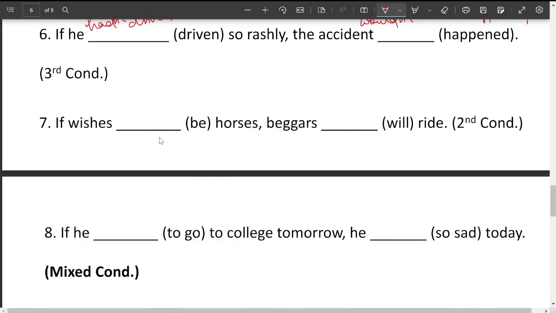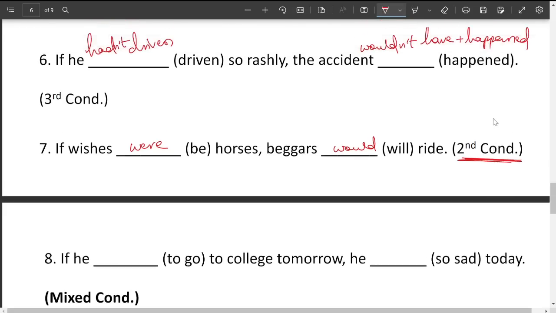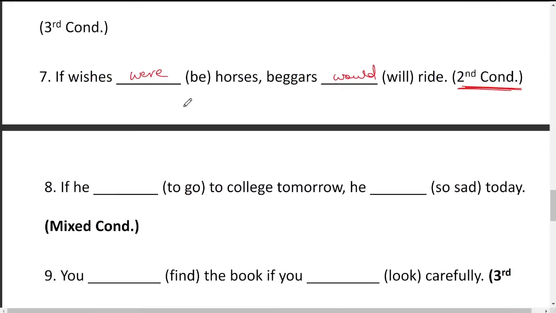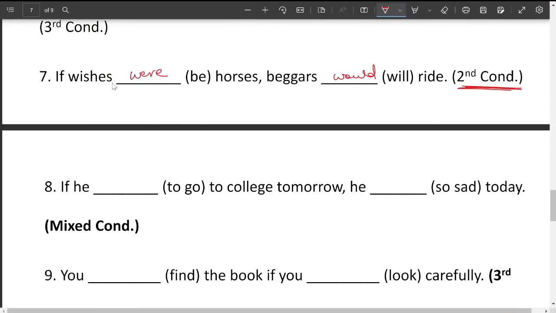Next, look at the seventh one: If wishes ___ horses, beggars ___ ride. Okay, if at all wishes were horses, the beggars would ride. Look at this, we are speaking about the second condition which I told you just before. In the second condition, we use it as the imaginary case, and for all the subjects we need to use only were. Keep this in your mind while writing the exam. So that is the reason: if wishes were horses, beggars would ride it continuously.